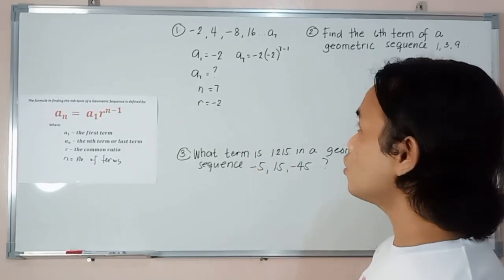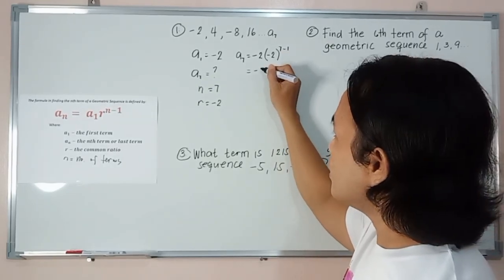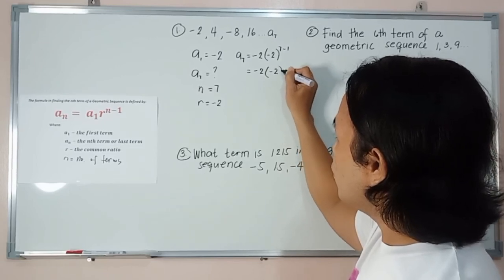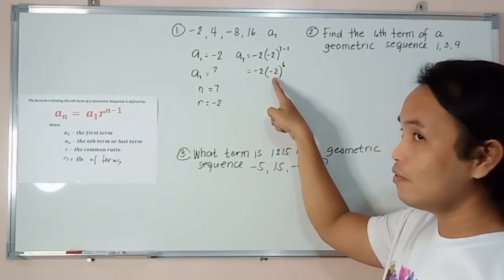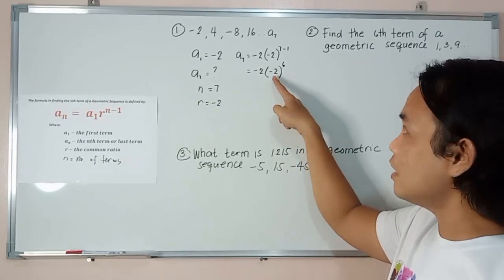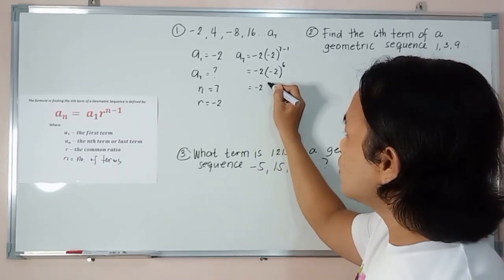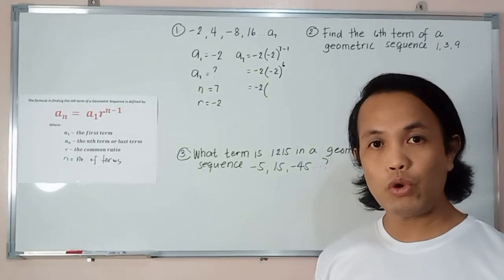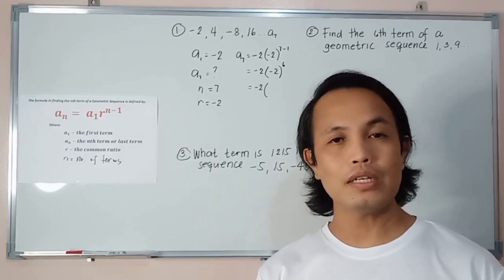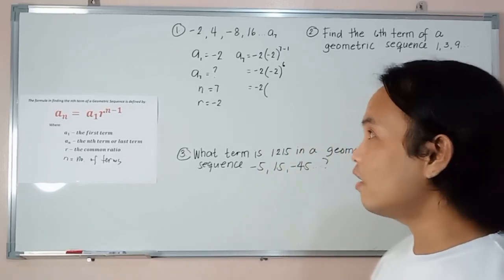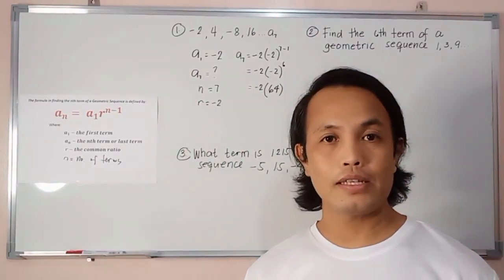Afterwards, we simplify this equation. 7 minus 1 is 6, so we copy negative 2 times negative 2 raised to positive 6. This time, do not multiply negative 2 and negative 2 here. We need to simplify first the exponent, that is negative 2 quantity raised to 6. That means we multiply negative 2 six times: negative 2 times negative 2 times negative 2 times negative 2 times negative 2 times negative 2. That would give us positive 64. So negative 2 raised to 6 is positive 64.